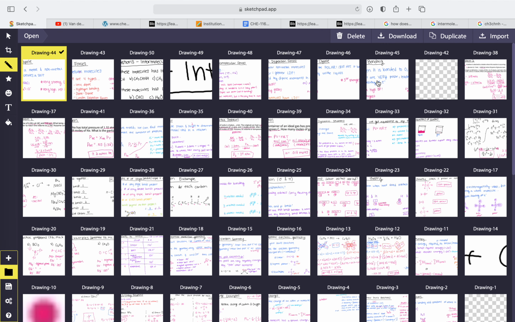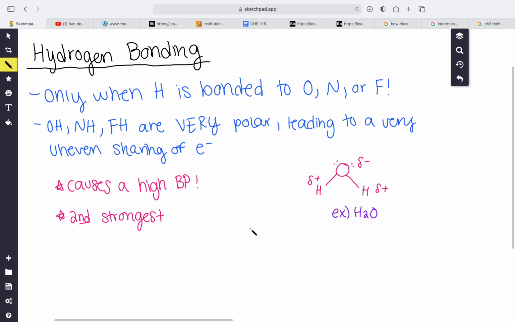Let's move on and take a look at hydrogen bonding, which is the second strongest intermolecular force that we will be looking at. Hydrogen bonding is like my favorite because it's probably one of the coolest, in a way. This and London dispersion are definitely my favorites. Hydrogen bonding is only when hydrogen is bonded to oxygen, nitrogen, or fluorine. And the reason why it's only during those types of bonds is because oxygen and hydrogen, nitrogen and hydrogen, and fluorine and hydrogen are very polar.